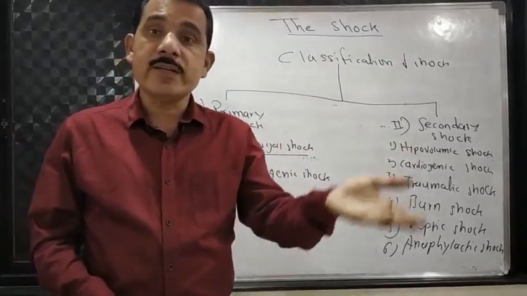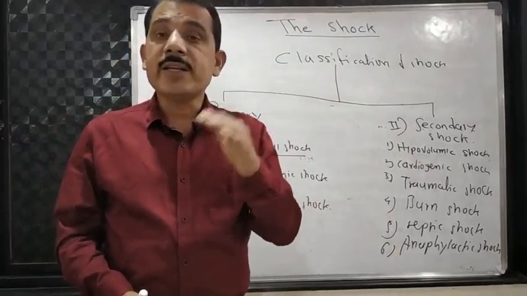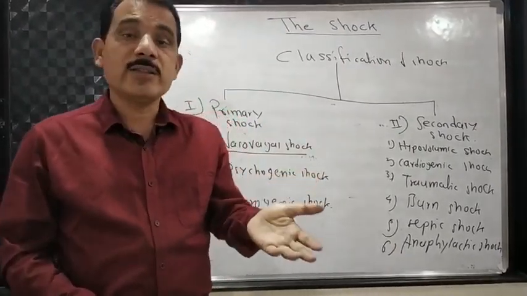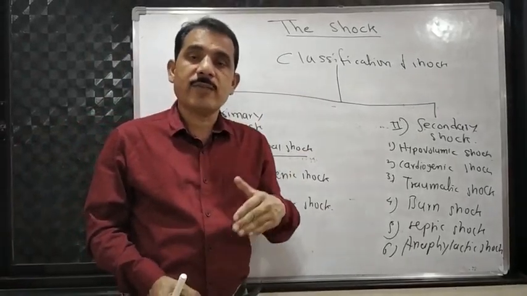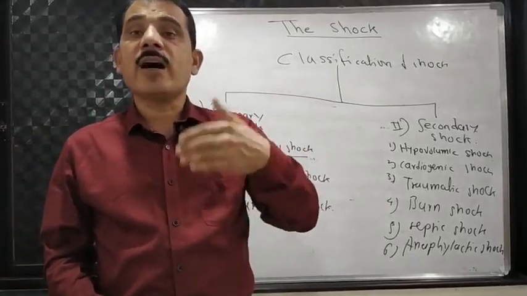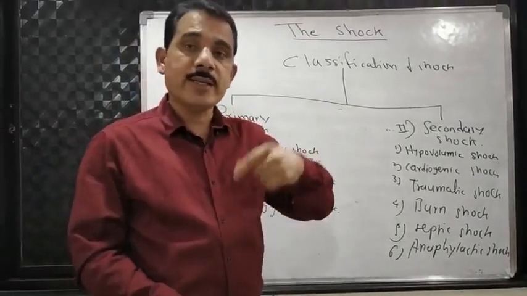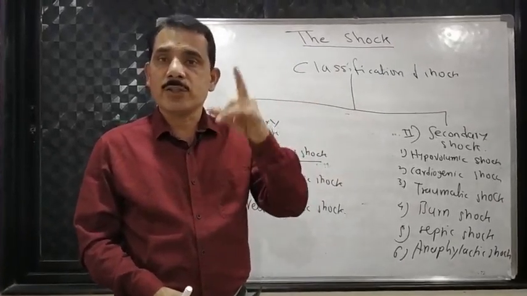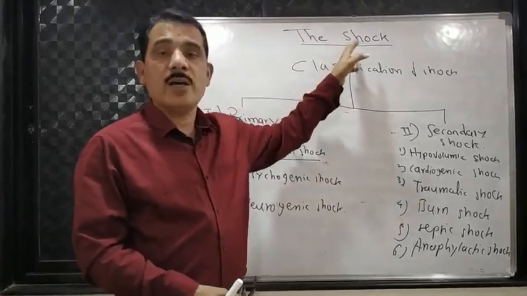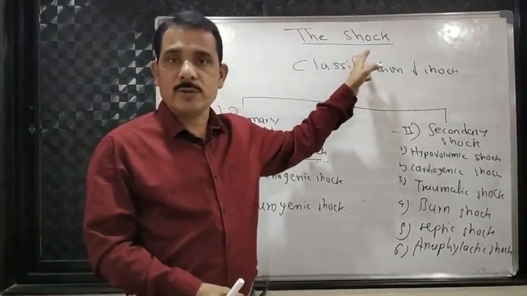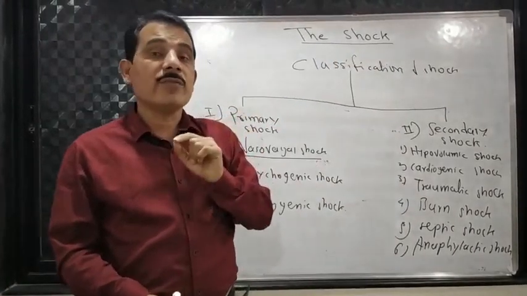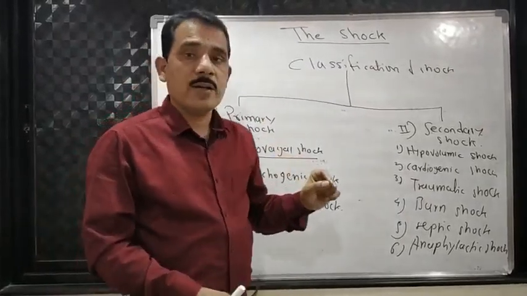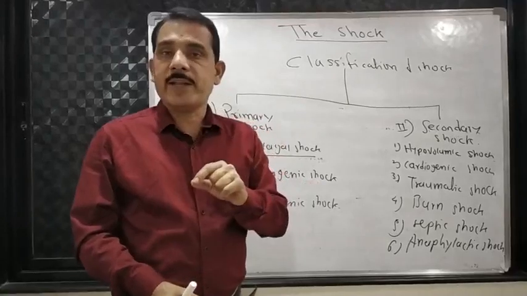That leads to decreased venous return to the heart, and this decreased venous return causes decreased cardiac output. This decreased cardiac output leads to collapse of peripheral circulation and causes shock. Do you understand? This shock is vasovagal shock. In vasovagal shock, what will the treatment then be?